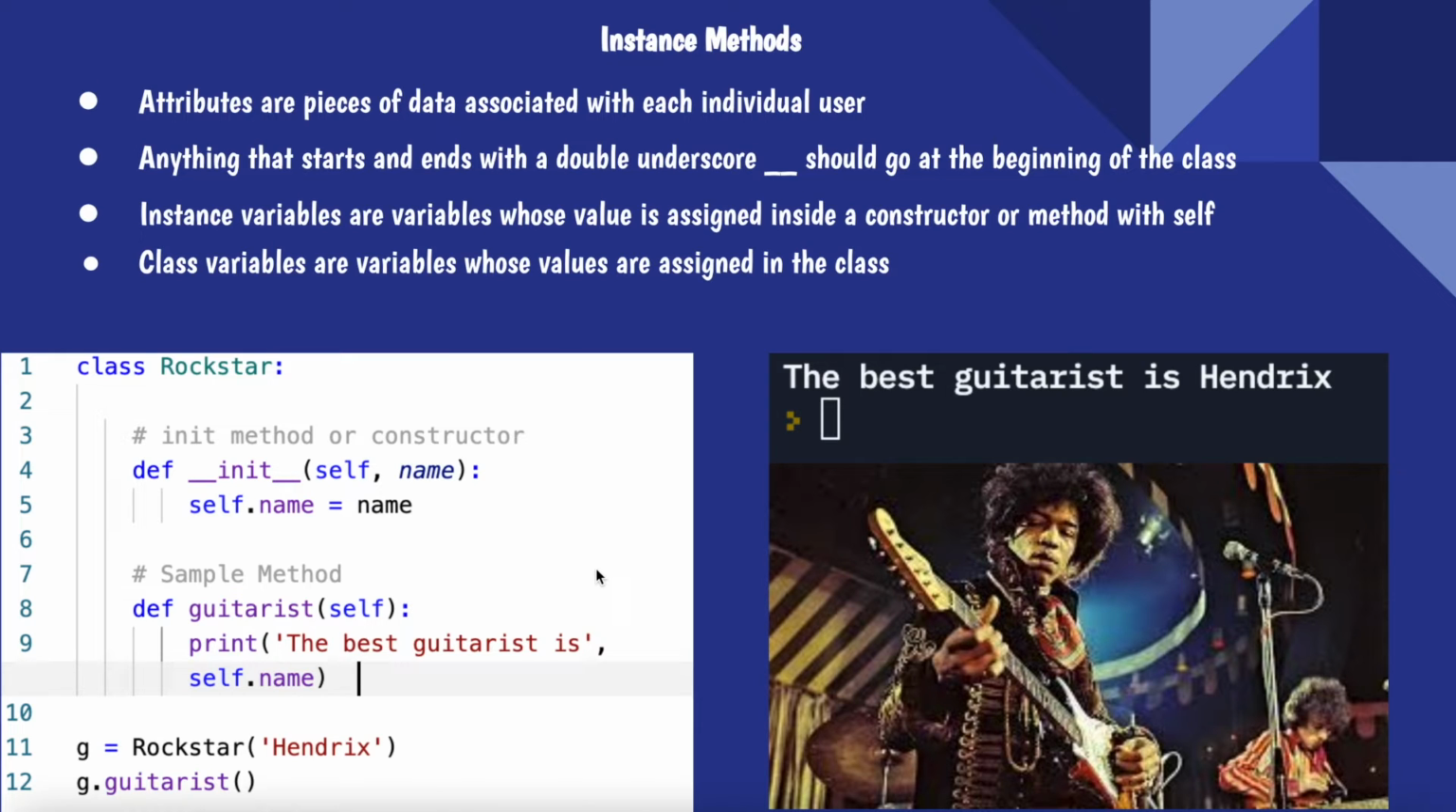Instance variables are variables whose value is assigned inside a constructor or method with self. So essentially this is saying instance variables are assigned inside the init method or whatever method we have. So that's just fancy jargon. Class variables are variables whose values are assigned in the class. Another fancy jargon. These variables are just defined inside here.